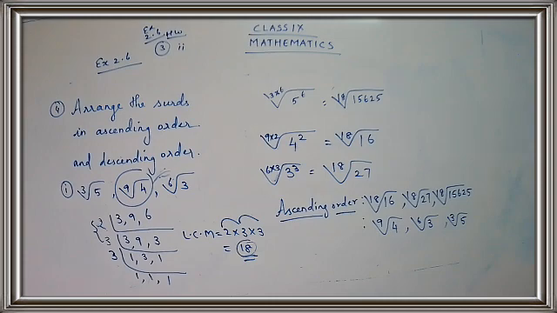Okay, have you completed, children? Are you clear with the ascending order? Now let's go for the descending order. You know what is the meaning of descending order? Descends. What is the meaning of descends? From top to bottom. That is from big to small.